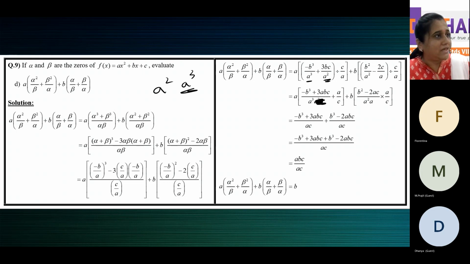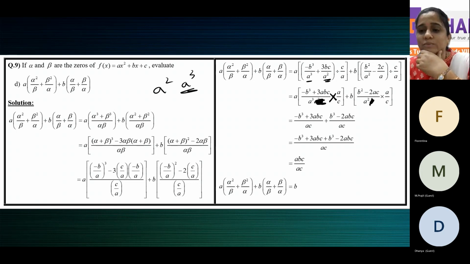So we should multiply the numerator with A. A square into A is A cubed. So multiply the numerator with A. So 3ABC. Then this division becomes multiplication, children. And this C by A becomes A by C. Then plus B.